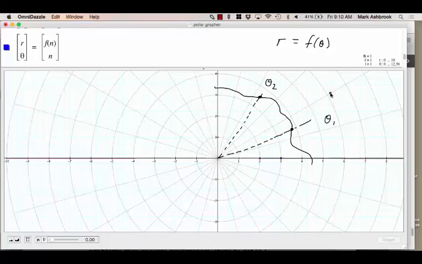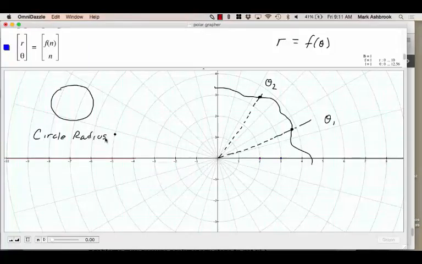Okay, so we're going to talk about area concerning polar graphs. But before we do that, we have to review one thing. If you have a circle of radius, say capital R, and we cut a sector like this with angle alpha, the question is, how long is this length right here? How long is that arc length?